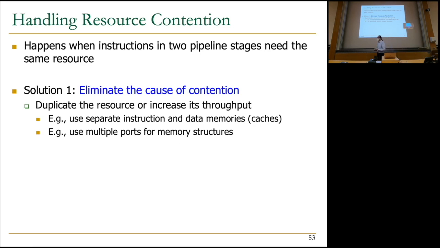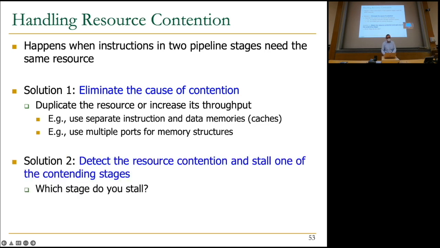We have two read ports and one write port for the register file. The write port is used in the write back stage, and the read ports are used in the decode and register file access stages. So these are examples of eliminating the resource contention. And we're familiar with it, hopefully.